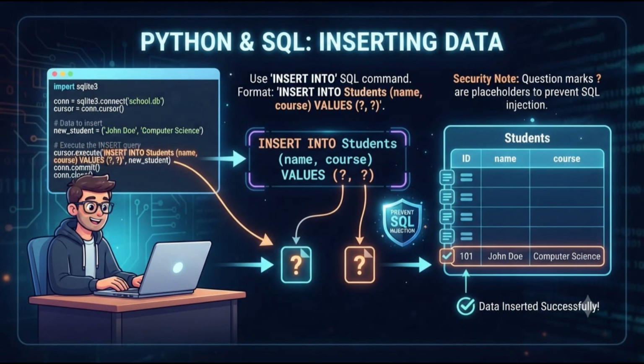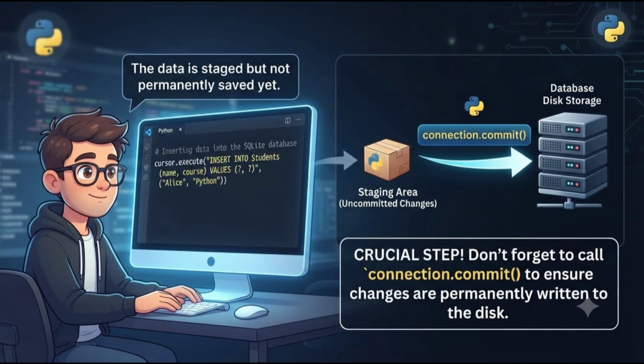Now, let's add some data. We use the INSERT INTO SQL command. The format is INSERT INTO students (name, course) VALUES with question marks. Notice the question marks? These are placeholders to prevent SQL injection, a common security practice. We pass our data as a tuple in a second argument to the execute method. Let's write the code: cursor.execute, INSERT INTO students (name, course) VALUES (?, ?), with Alice, Python.